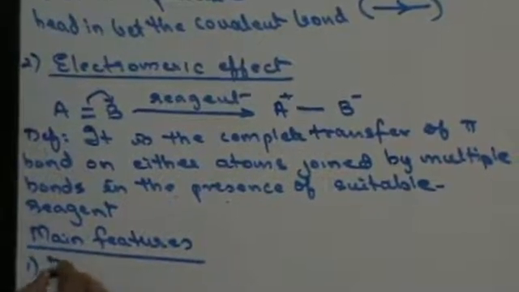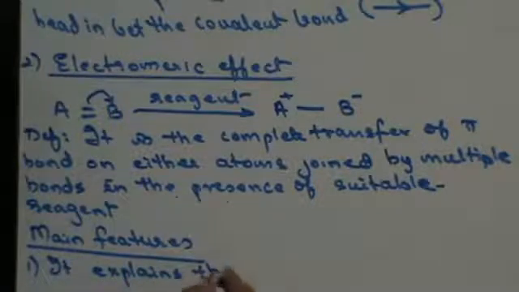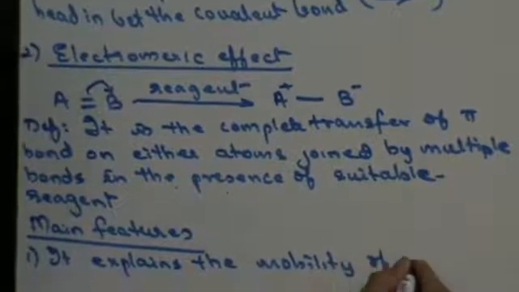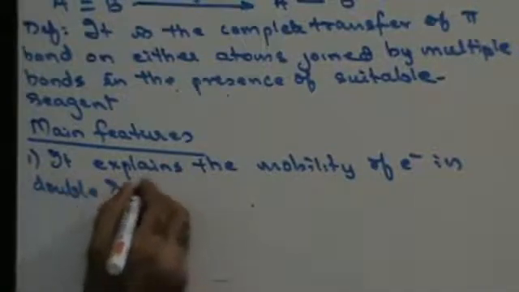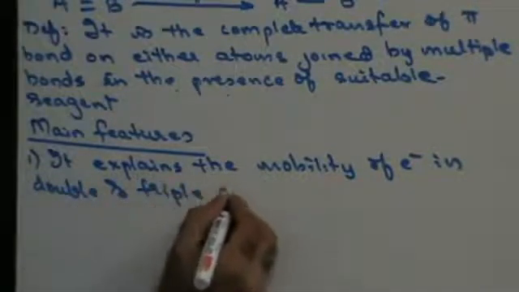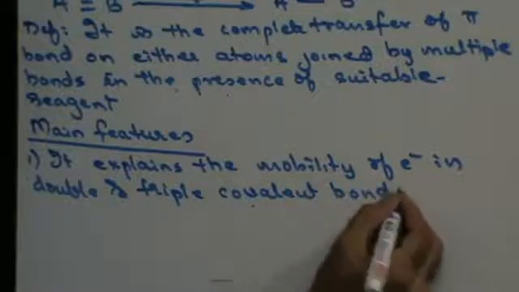So it explains the mobility of electrons in double and triple covalent bonds.